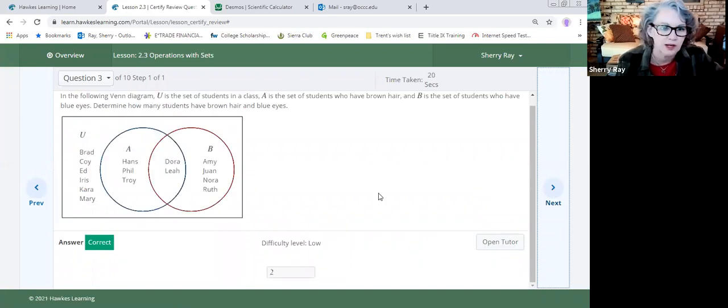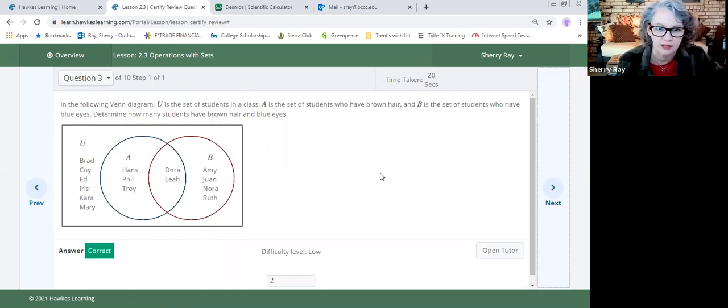This asks you how many students have brown hair and blue eyes. A is brown hair, B for blue eyes. There's 2 that are in the intersection.